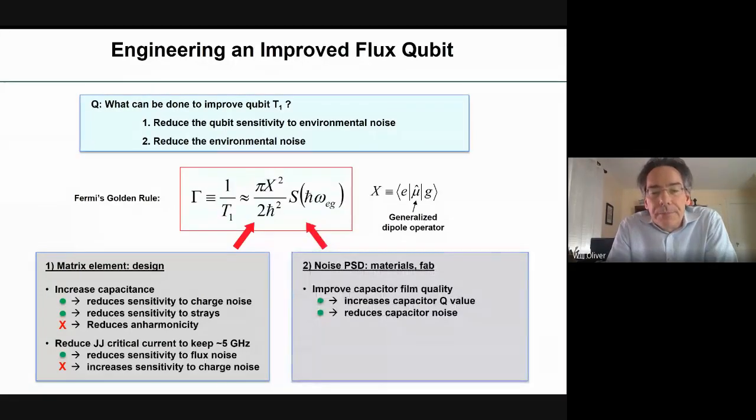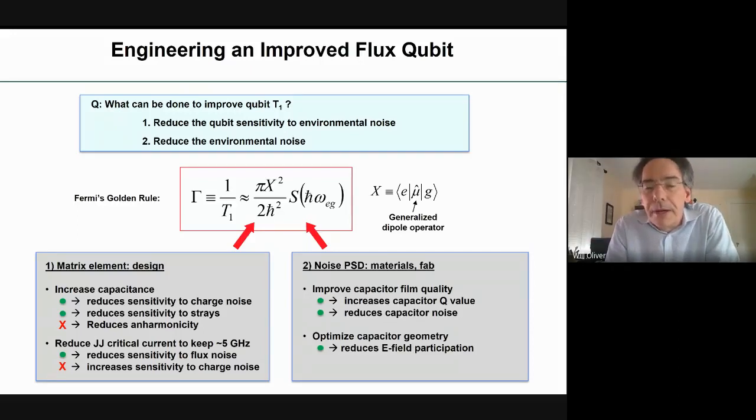So on the materials and fab side, or the noise or PSD side, we improved the capacitor film quality by treating the substrate and also growing the metal in an MBE, and we've done some studies based on that, which are on the arXiv. And then one which is also a design aspect, I think, is to optimize the capacitor geometry to reduce the E-field participation. Okay, so these are the basic things that we did when thinking about the C-Shunt flux qubit.